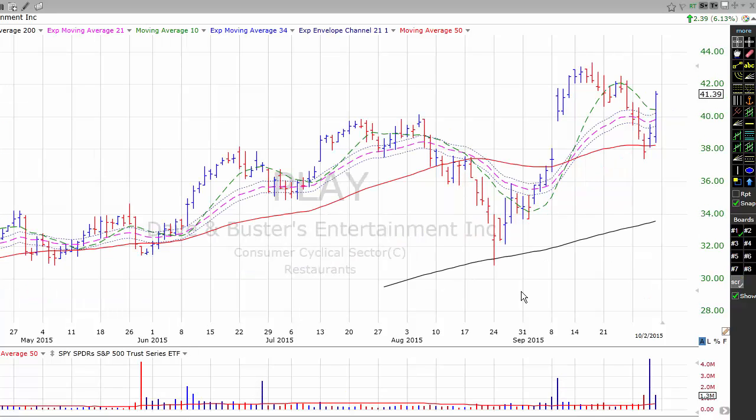Dave & Buster's operates 70 restaurants in 27 states in Canada, with plans to open 7 to 8 more units in fiscal 2015. The stock is working on this trend line right here. Again, it's a very aggressive trend line, but we've had huge spikes of volume in Dave & Buster's. Dave & Buster's is a relatively recent initial public offering.